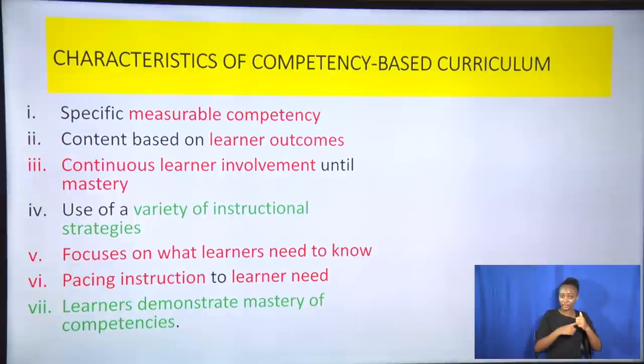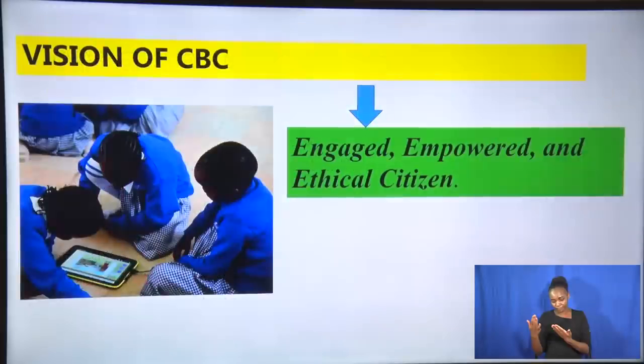Six, learners demonstrate mastery of competencies. So by the end of the teaching, or the learning, or the facilitation, learners must demonstrate competency in a certain skill. And that is it. Then what is the vision of CBC? An engaged, empowered, and ethical citizen. So the learner is engaged in the classroom, you empower that learner, and you create skills, what we call the VBE, value-based education, so that the learner who is exiting, the graduate, is ethical.